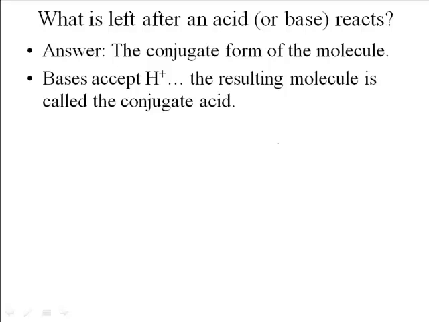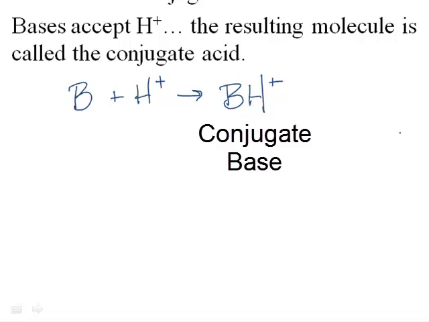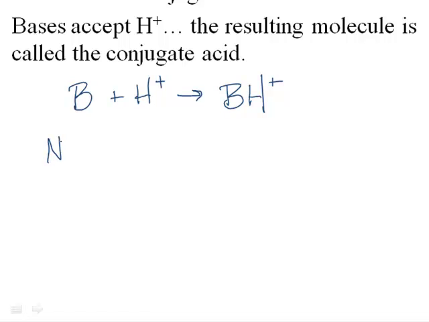Bases accept hydrogen, so what results from that process is called the conjugate acid. So for any base B, when it accepts or gains a hydrogen ion, your new formula is B with the hydrogen and a positive charge. If we wanted to do that for a specific example, we could choose something like the base ammonia. When ammonia accepts a hydrogen ion, it changes the chemical formula as well as the charge. To write the conjugate acid, I simply join the two together. Instead of NH3, I'll now have NH4, and it's positively charged.